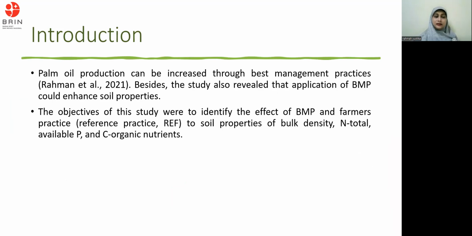A study by Rahman stated that palm oil production can be increased through best management practices. He said that the application of BMP could enhance soil properties. The objectives of this study were to identify the effect of BMP and farmers' practice on soil properties of bulk density, total and available phosphorus, and organic nutrients.